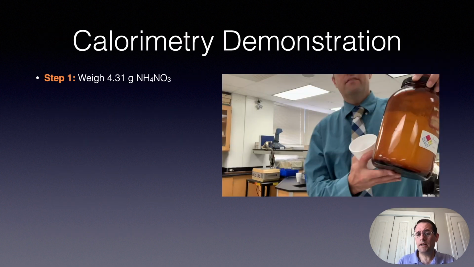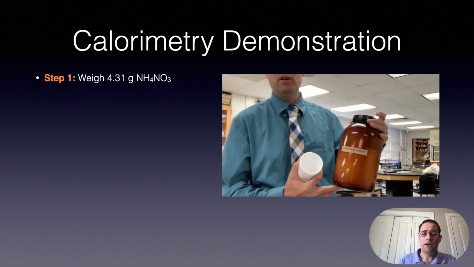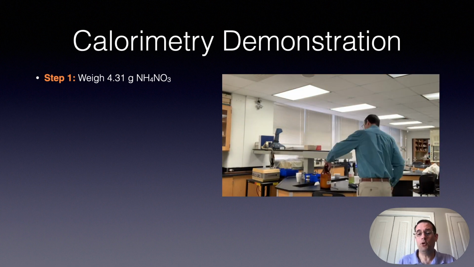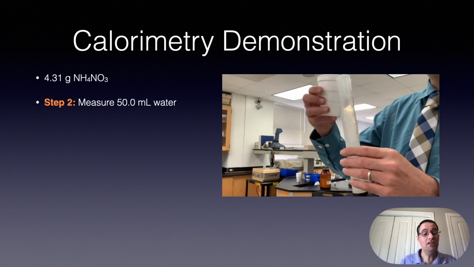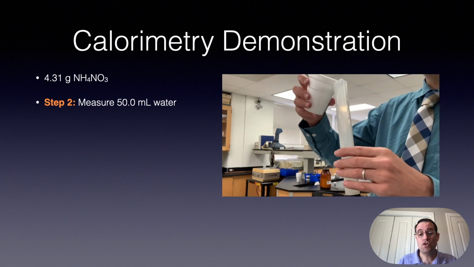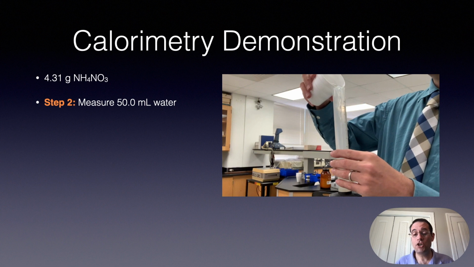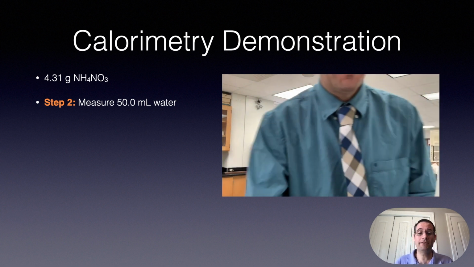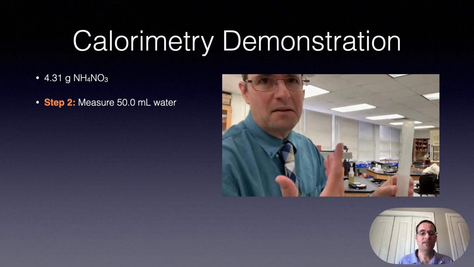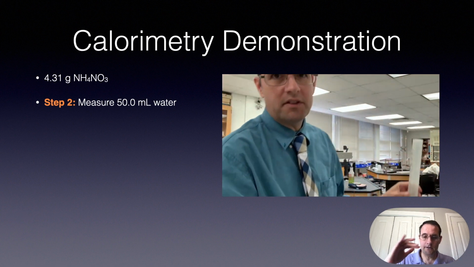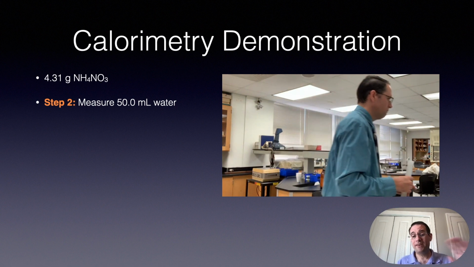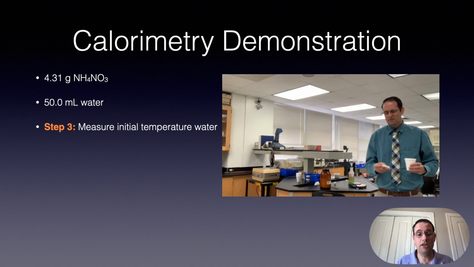So what you'd want to do here is weigh out your chemical. And so here I'm weighing out 4.31 grams of ammonium nitrate. And this is going to react with just pure water. So the next thing I want to do is measure out a known certain quantity of water. Here I'm measuring out 50.0 milliliters of water. Pretend like I'm doing this on a table and I'm carefully reading the meniscus and all that. Good enough. All right. So 50.0 milliliters of water. And as I'm going through this, I'm going to put all of the data here on the left.